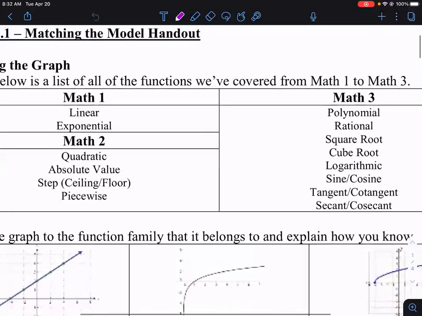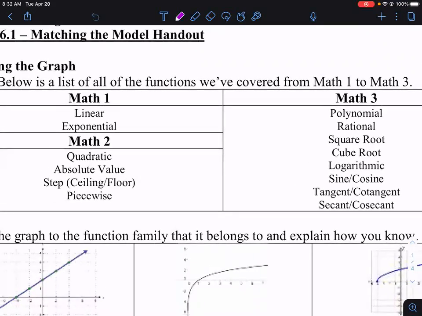Okay, so here's a list of functions that you should have covered over the past few years. In Math 1, you covered linear and exponential, and maybe absolute value as well. Math 2, quadratic, absolute value, step and piecewise. And then here in Math 3, this big list of topics.